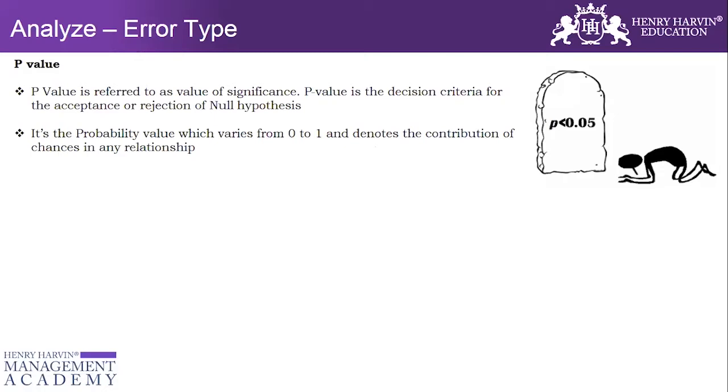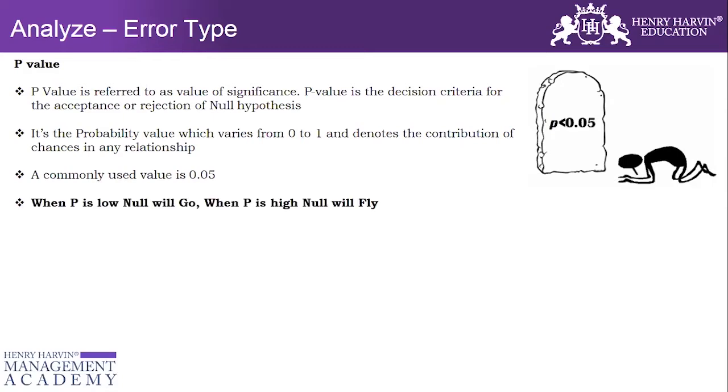It's a probability value which varies from 0 to 1 and denotes the contribution of chance in any relationship. The commonly used p-value is 0.05. When my p-value is lesser than 0.05, in that case, I would say it's an alternate hypothesis, which means X has a significant impact on Y. When my p-value is 0.05 or greater than 0.05, then I would say it is a null hypothesis. So to understand it better, let's get into the detail.